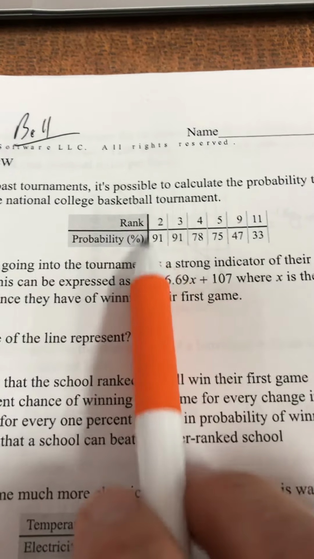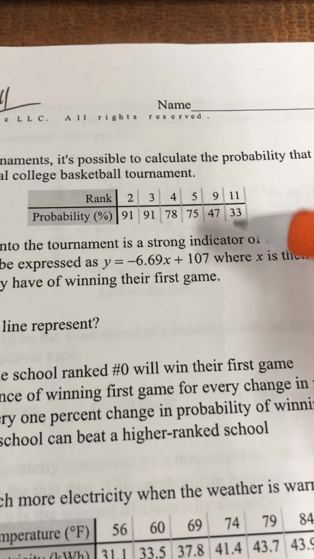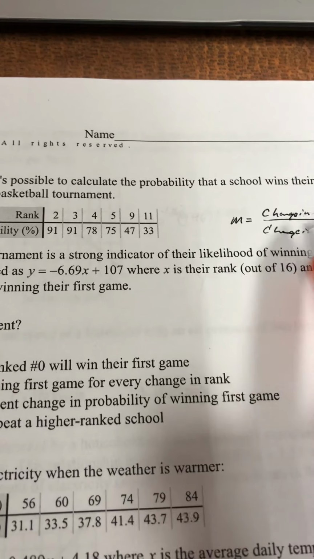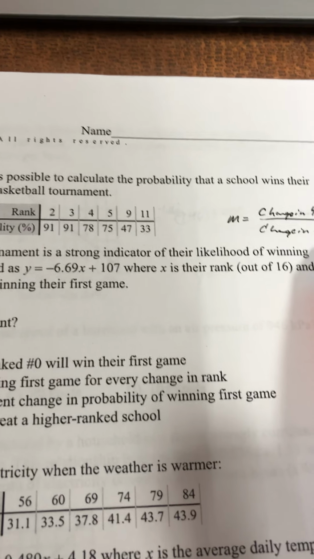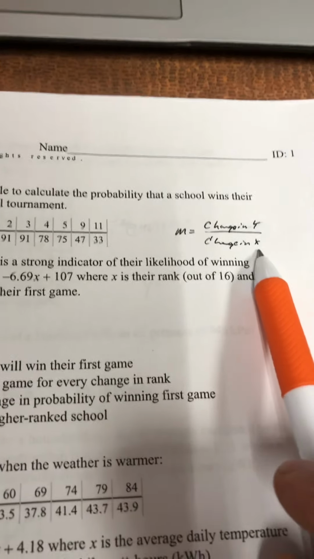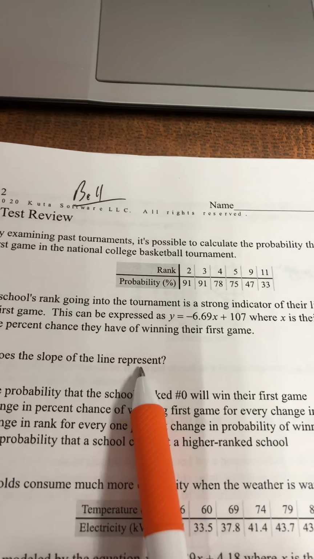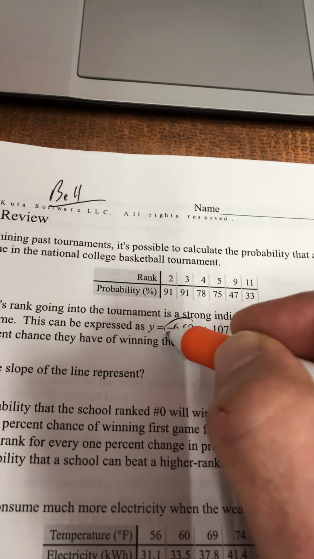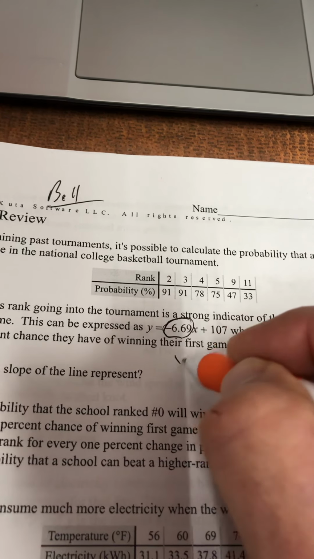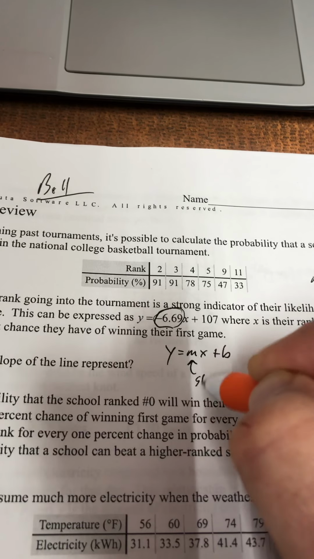What you're doing is you're just looking at these X and Y values. We have to think about the change in Y over the change in X, because it's going to ask what does the slope of the line represent. Remember, we're thinking about y equals mx plus b, where m is the slope.